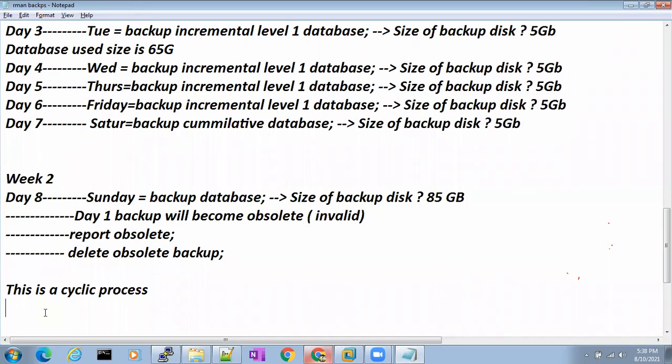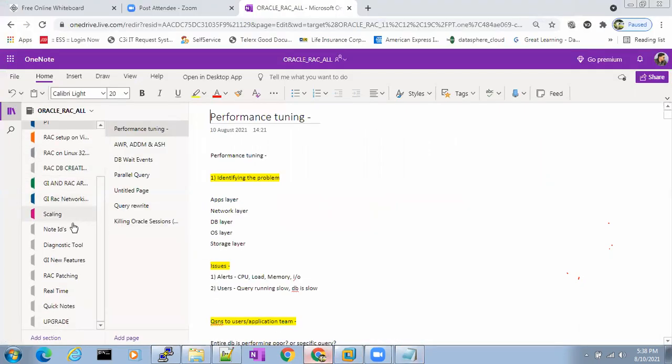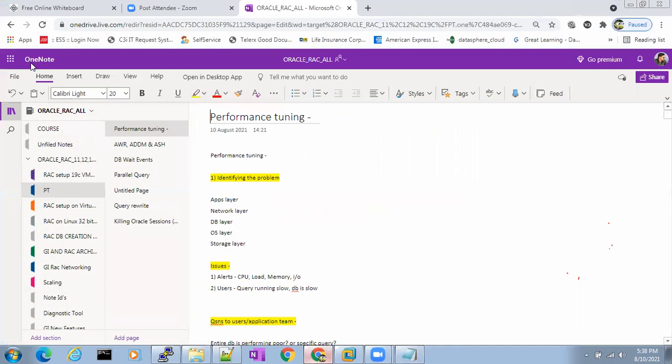You people continue maintaining the notes, but at the same time, I'm giving you this also because in interviews, this OneNote will definitely help you. All documents in one single place. That is called OneNote. All documents in one place.